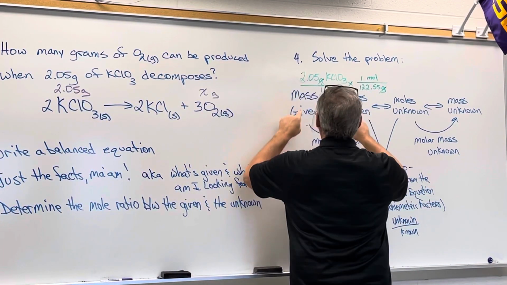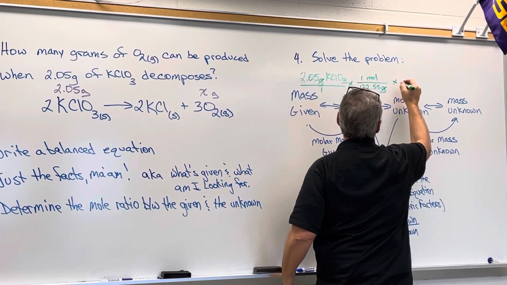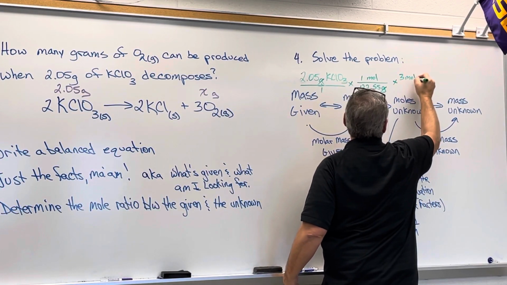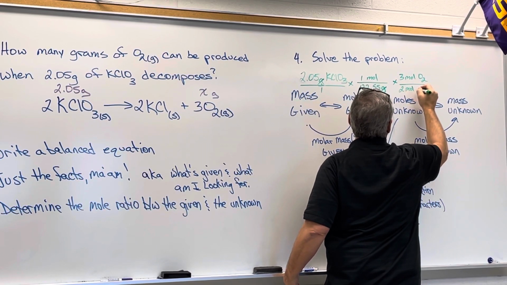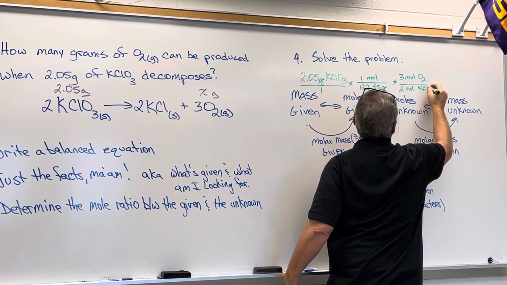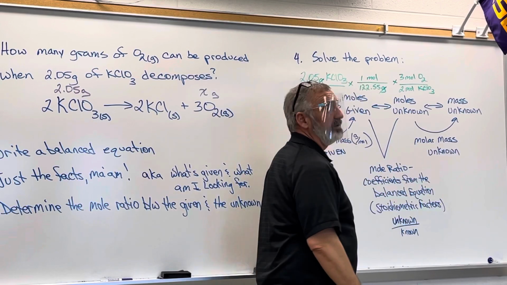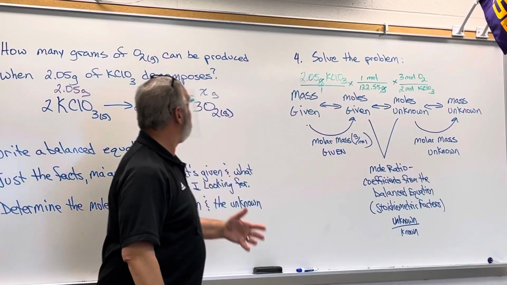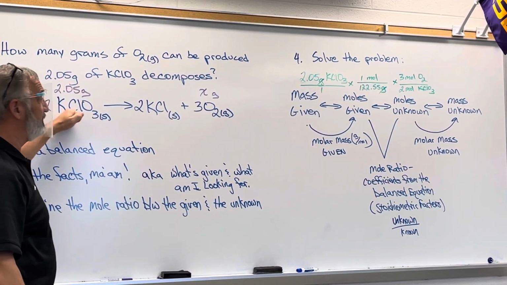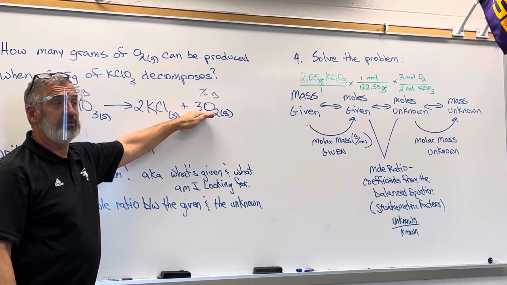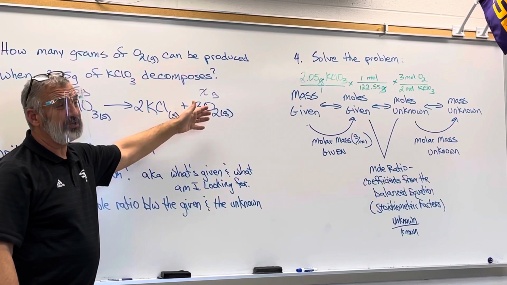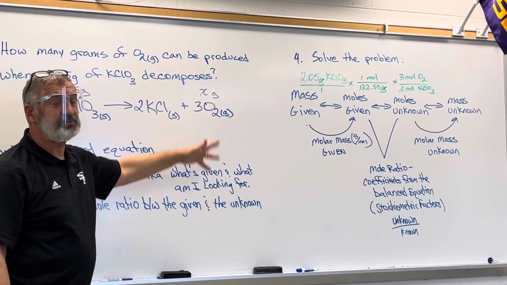So that's how many moles I have, and now I know that there's going to be 3 moles of oxygen for every 2 moles of KClO3. That's going to be that times 1.5. No matter how many moles of this I have, I'm going to have 1.5 times moles of that. But I don't care about moles, I want grams. So how do I go to grams?